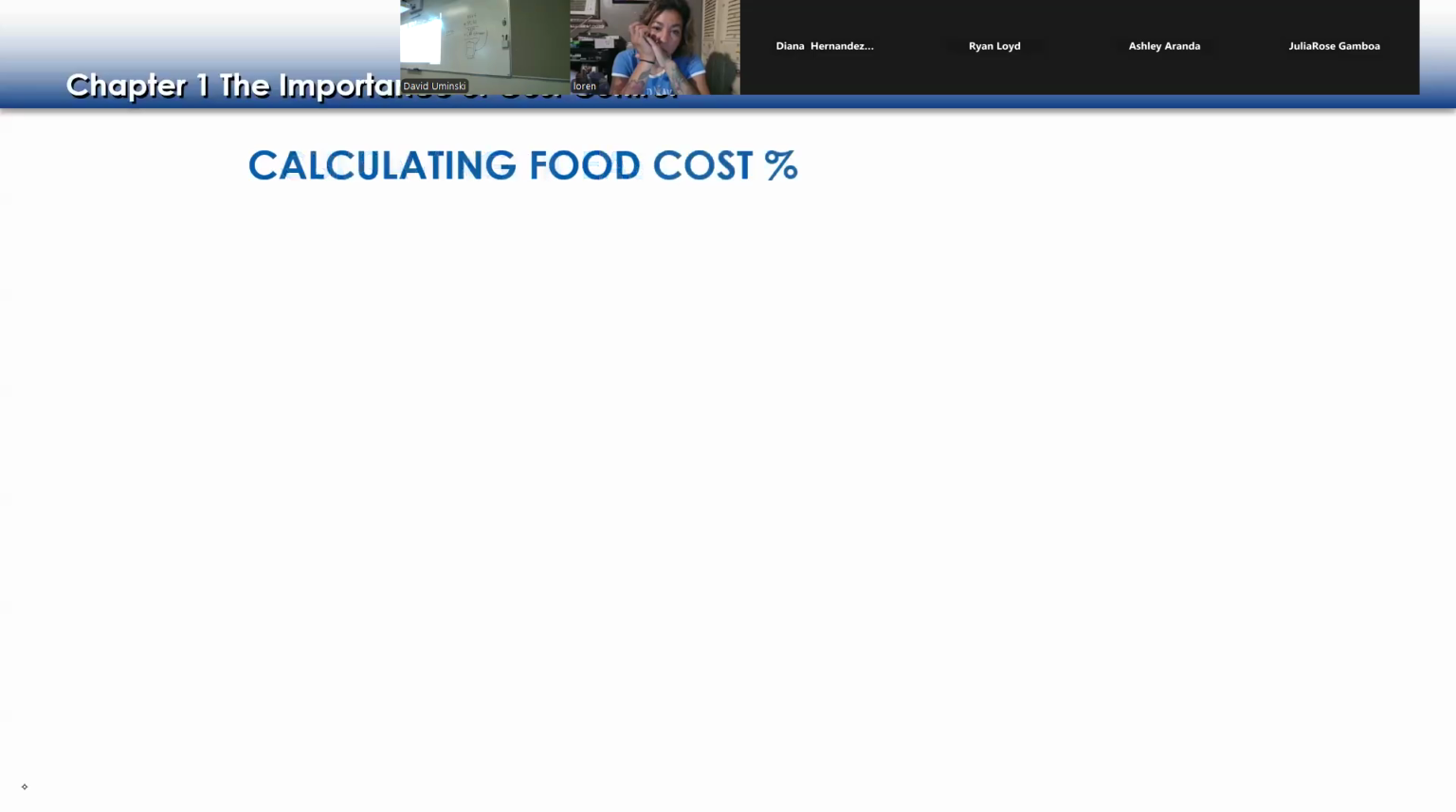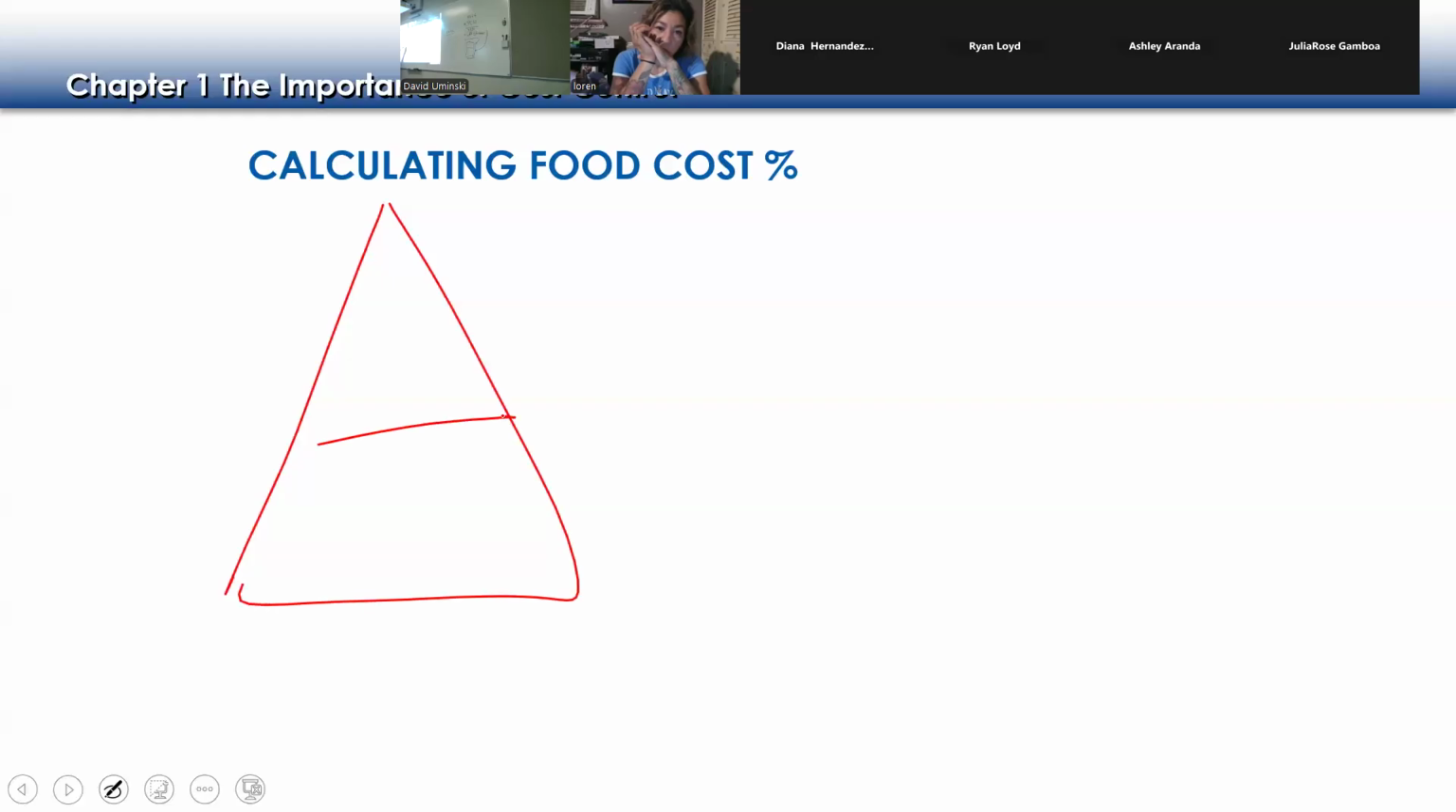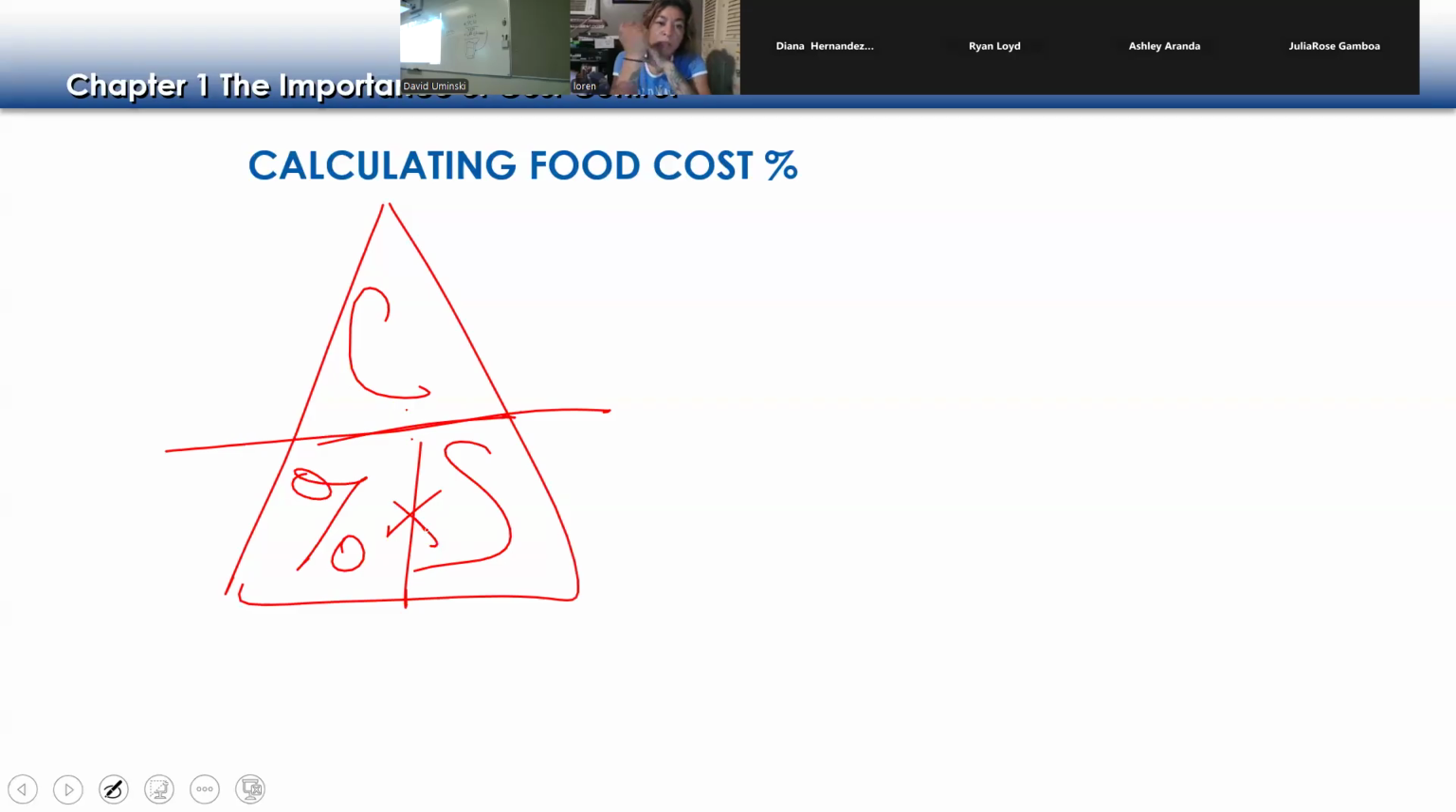All right, so we know how to calculate food costs. Well, you use what tool? The triangle. Okay, what goes on the top? Cost. And on the bottom is percent and sales. Our division line and our multiplication line. Okay. We'll do more of this, I believe, in chapter 4.